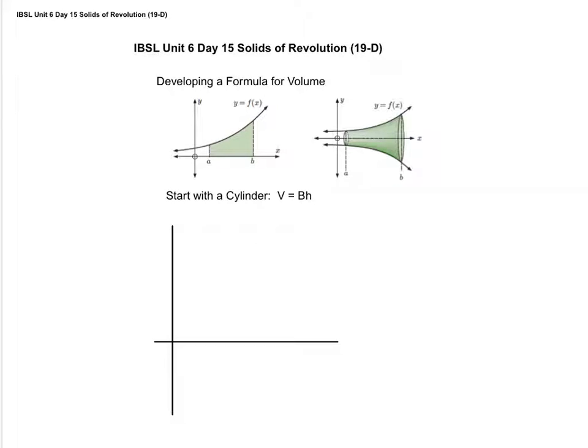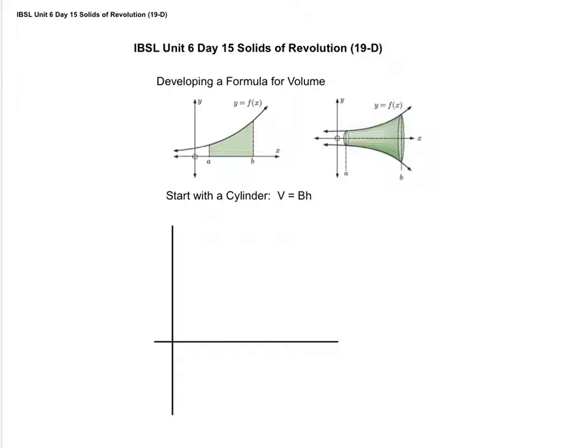So, what I want to do though is I want us to develop a formula for being able to work with these things. Let's start with the volume of a cylinder. The volume of a cylinder is the area of the base times the height. And by the way, that works for prisms as well. That's why I use that instead of a more specific formula.